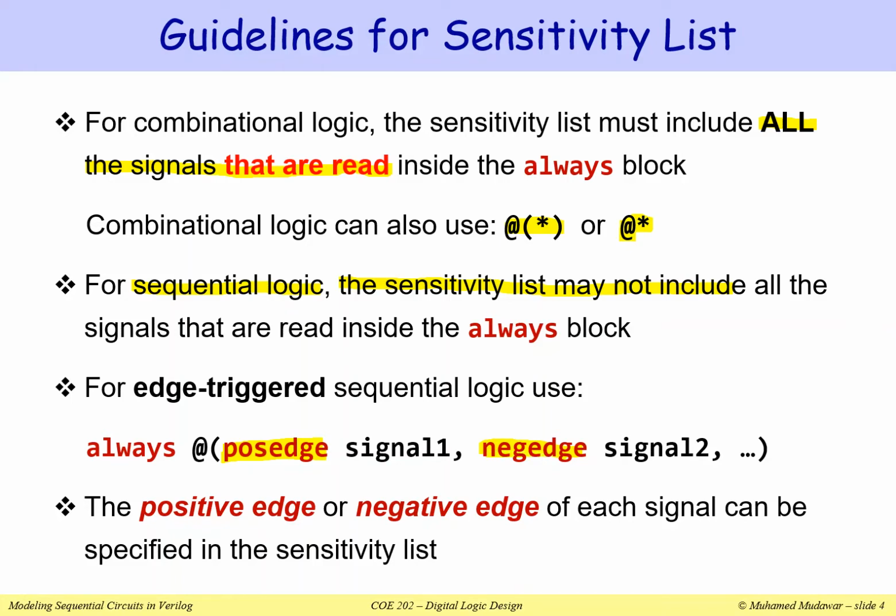Similarly, the negative edge is also another important keyword. It means that you would like to trigger the execution of the always statement at the negative edge of the signal, which means that the signal drops from 1 down to 0. This is the meaning of the negative edge. So when you use these keywords in the sensitivity list, it means that you would like to trigger the execution at the edge of the clock. It could be the positive edge or the negative edge, depending, of course, on your circuit.